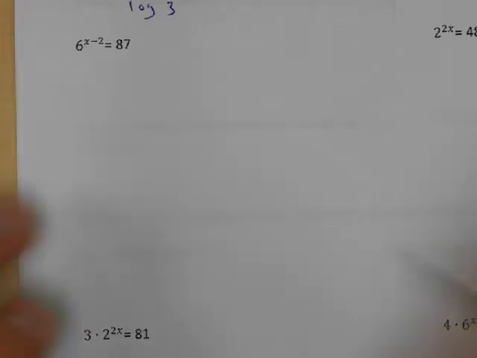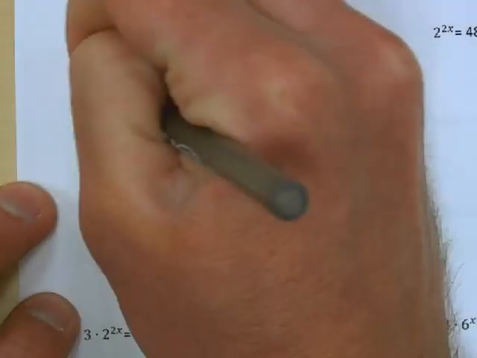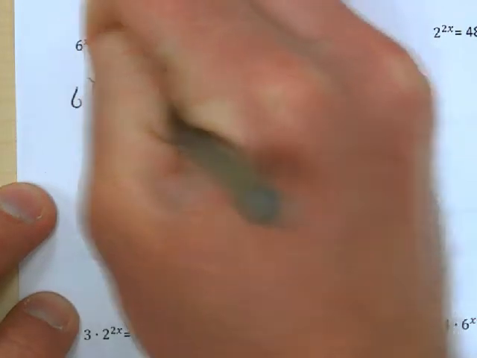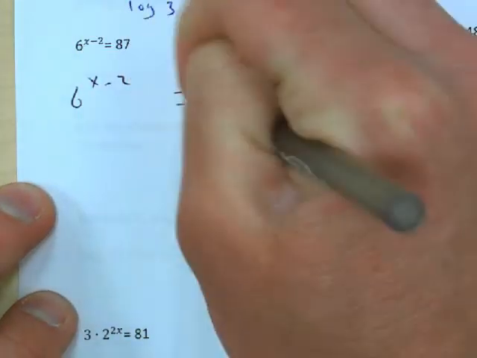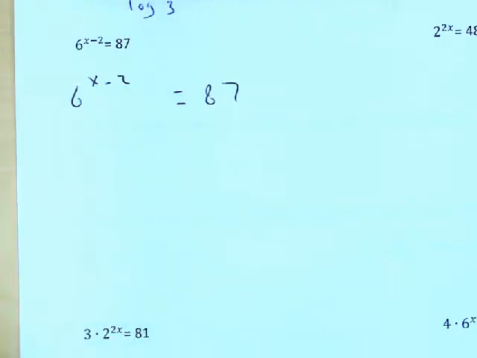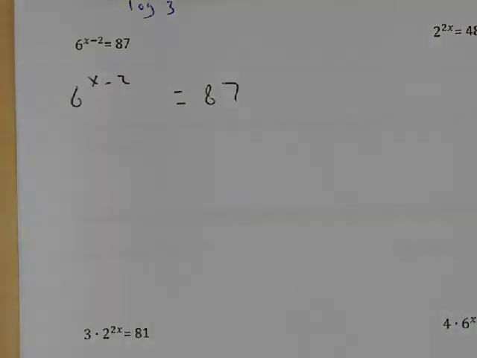All right, next one. We've got 6 raised to the x minus 2 equals 87. Okay, we're not going to worry too much about writing our log in several different ways. We've shown 3 different ways we can solve. Let's just worry about getting the answer now. All right, so I have my x in the exponent. So anytime we have our variable in the exponent, that's when we want to take the log of both sides.